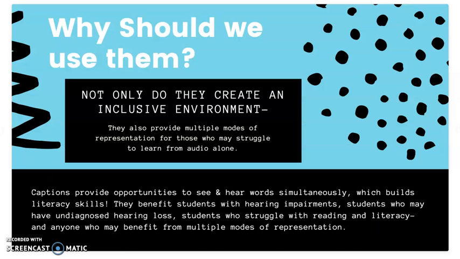Why should we use them? Not only do they create an inclusive environment, they also provide multiple modes of representation for those who may struggle to learn from audio alone. So captions can provide opportunities to see and hear words simultaneously, which builds literacy skills. They benefit students with hearing impairments, students who may have undiagnosed hearing loss, and students who struggle with reading and literacy, and anyone who may benefit from multiple modes of representation. So this can help a lot of students who need different ways to learn material, and they can hear it and see it at the same time.